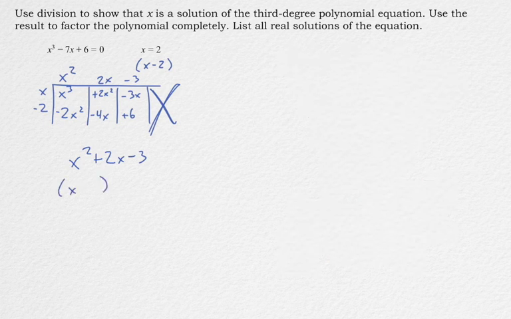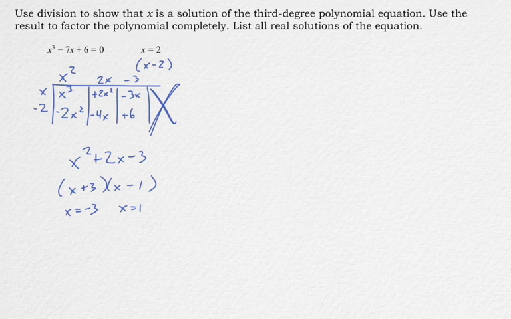I'm going to try to factor this into something that multiplies to -3, so like +3 and -1, and yep, that adds to 2. So that's great because then I can get 2 more solutions out of this. x equals -3 and x equals +1. So there's my 3 solutions.